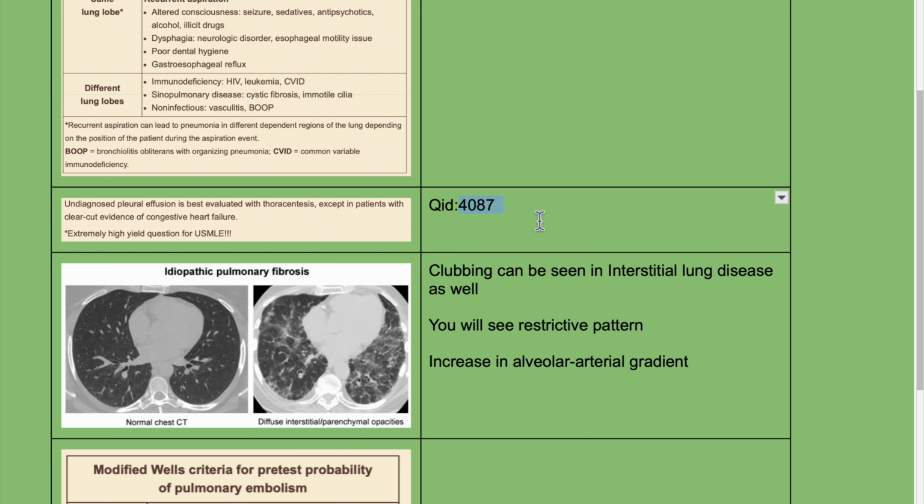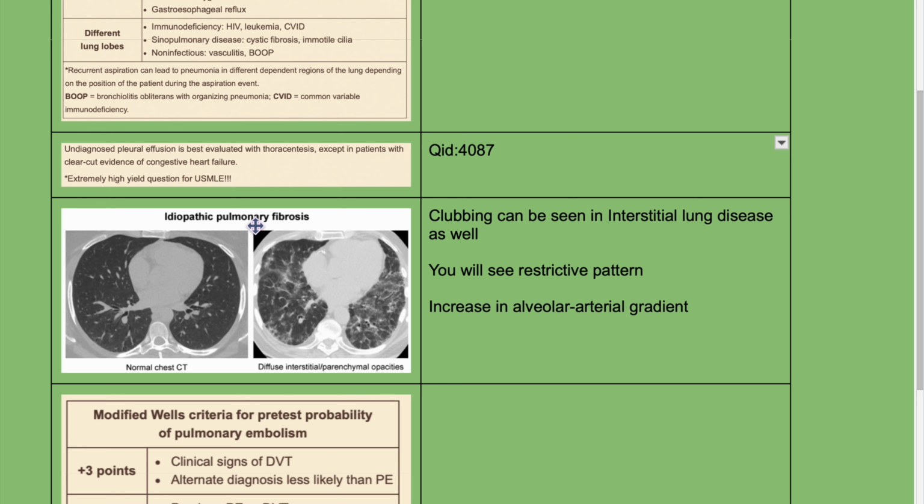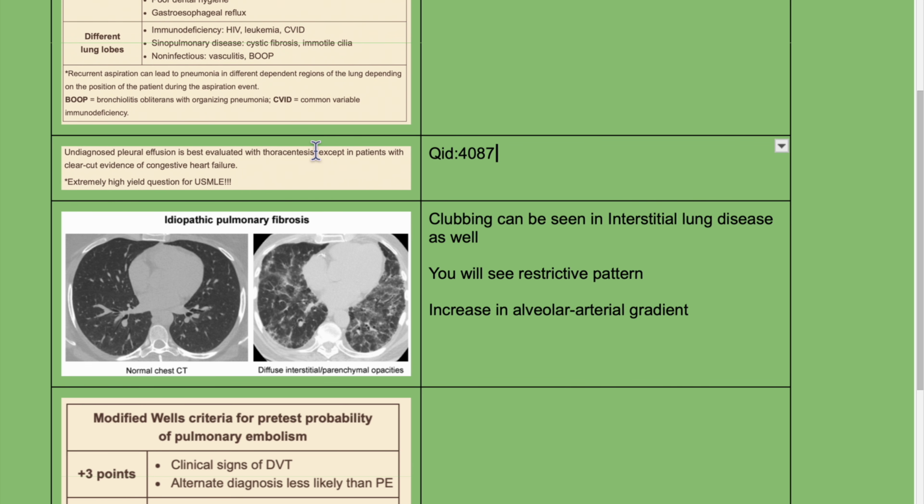QID 4087. I saw this extremely high-yield question for USMLE, so I thought I would put that in, because that's the first time I saw them write something like this, so it's probably really important, I think. Undiagnosed pleural effusion is best evaluated with thoracentesis, except in patients with clear-cut evidence of congestive heart failure. So thoracentesis is important to remember for undiagnosed pleural effusion.